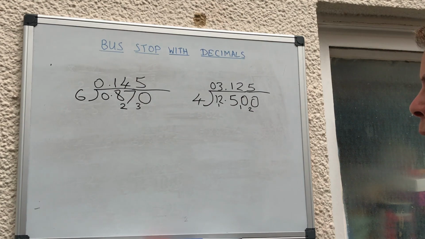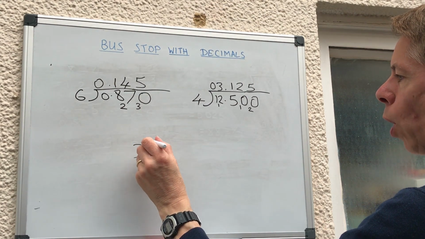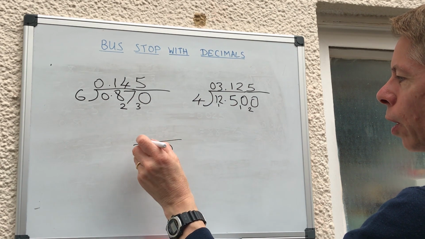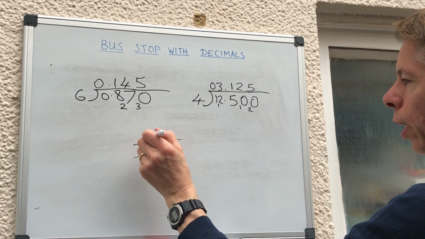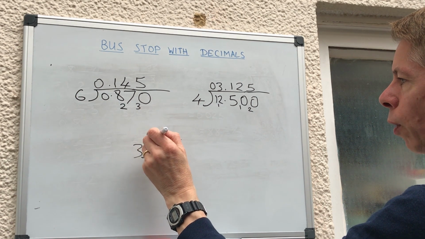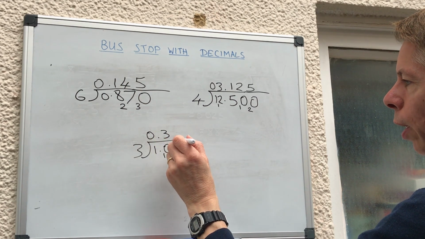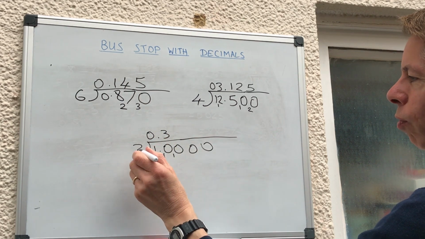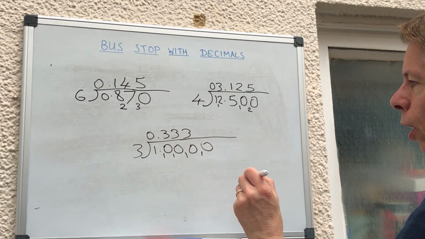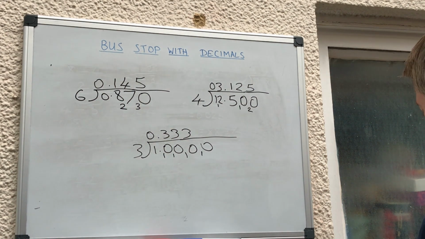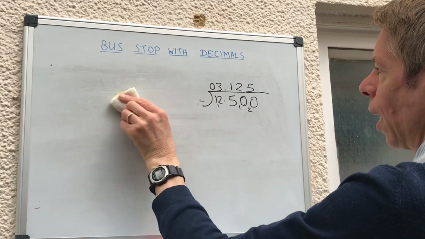Okay. Just worth pointing out that sometimes, for example, if you did how many 3s in 1.0, you'll never get an answer. It'll just keep on going forever. So how many 3s in 1 is 0. How many 3s in 10? 3. Remainder 1. How many 3s in 10? 3. Remainder 1. So that's going to go on forever. So you're not always going to get to a final answer, an exact answer.